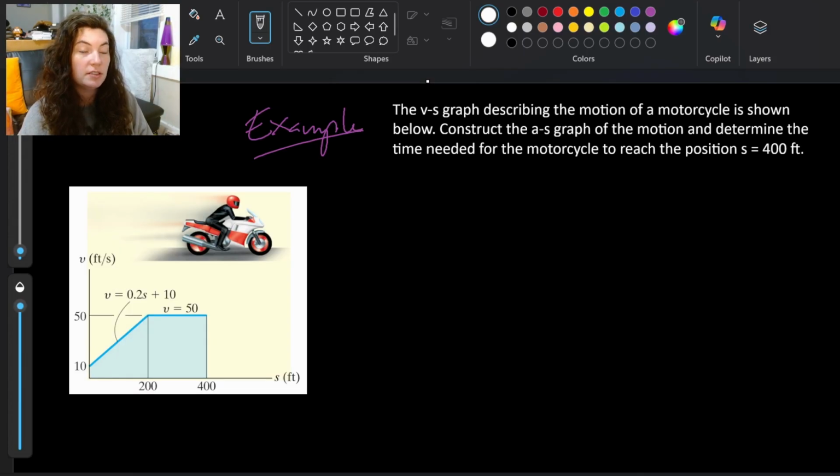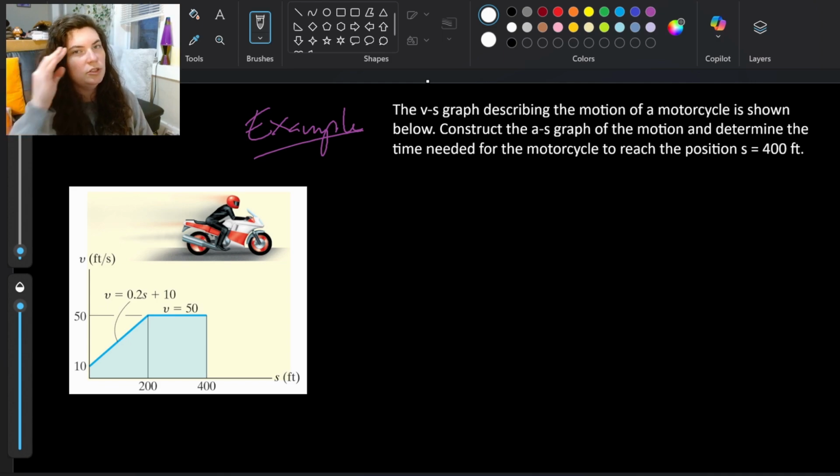This example is going to be a little bit different from our last example because, as we can see from our graph, we're actually given velocity versus position instead of versus time. Our setup for this one is that our v-s graph describes the motion of a motorcycle, and we want to construct the a-s graph of the motion and determine the time needed for the motorcycle to reach a position of 400 feet. So we've got our graph over here. Let's start with constructing that a-s graph.